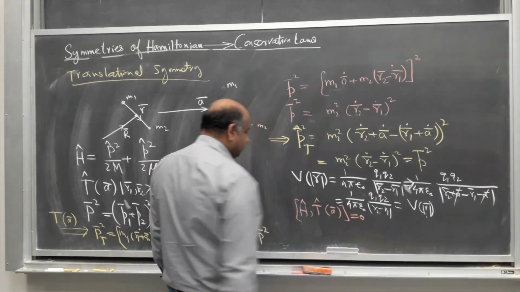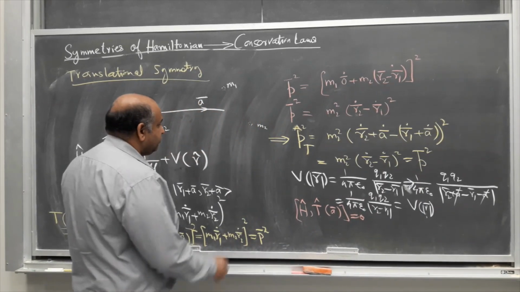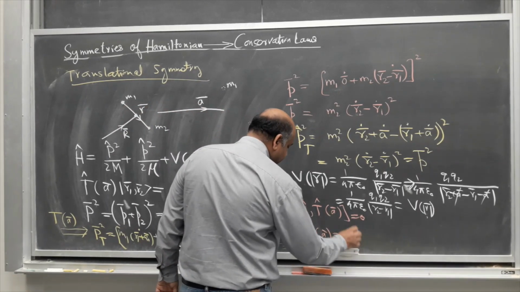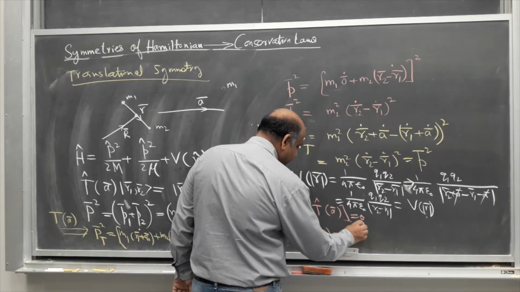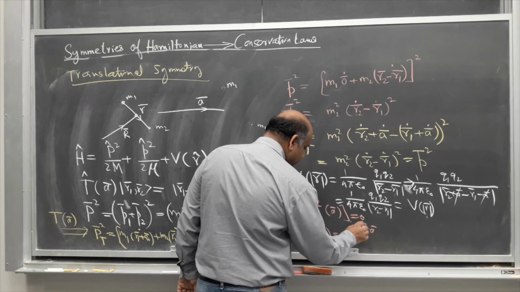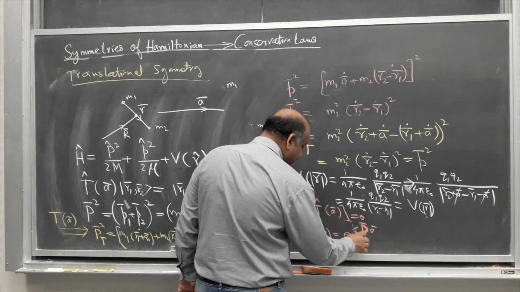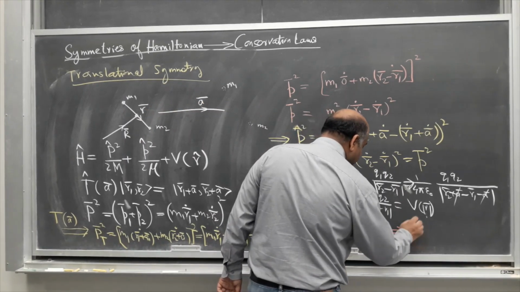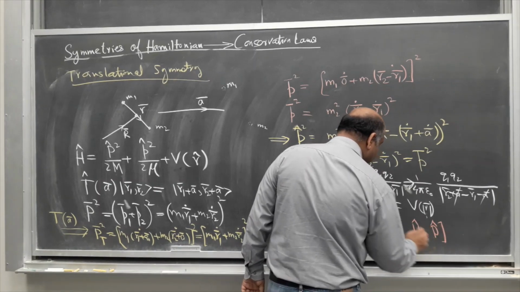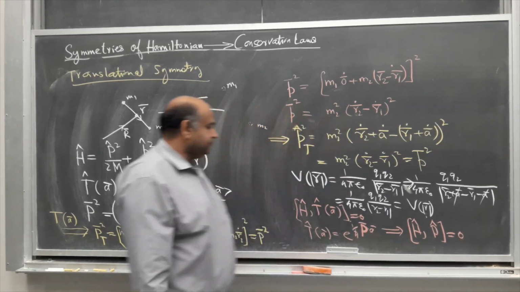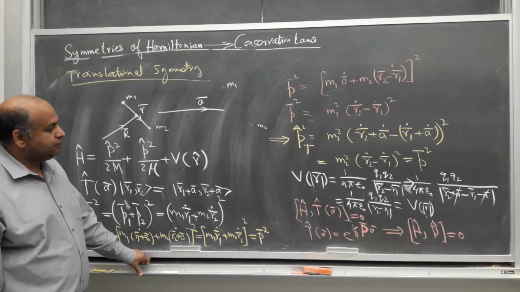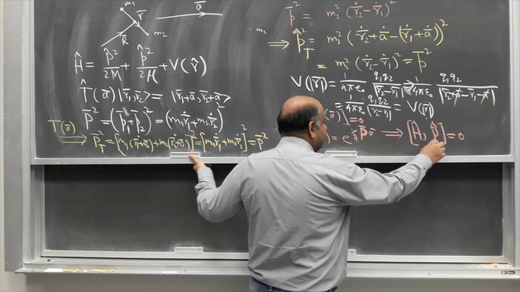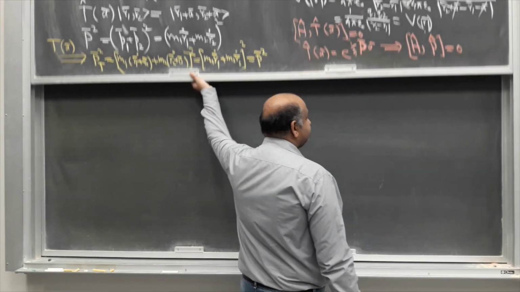they commute with each other, and since this translation operator is generated by the total momentum of the system, total linear momentum of the system, it means that the Hamiltonian and the total momentum operator, they commute. So we have this important result, that the Hamiltonian and the total linear momentum operator, they commute with each other.